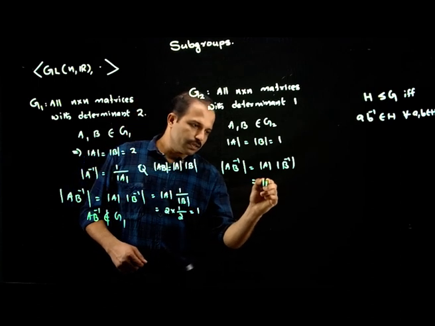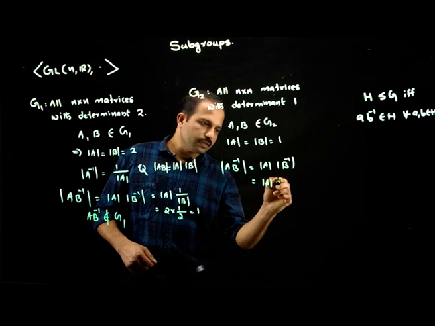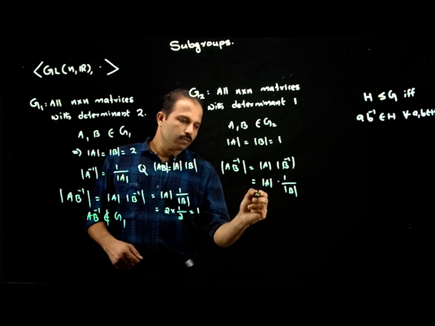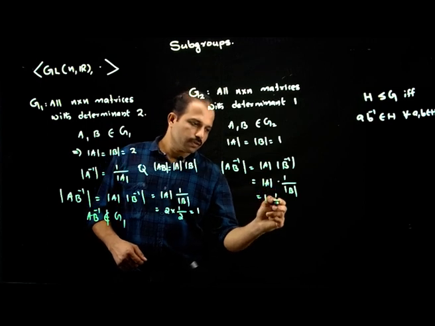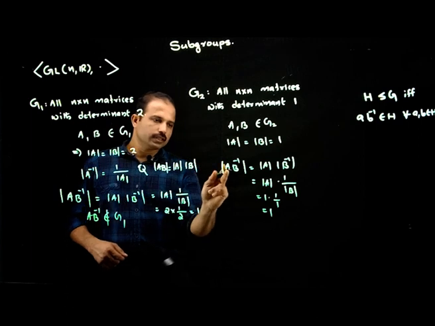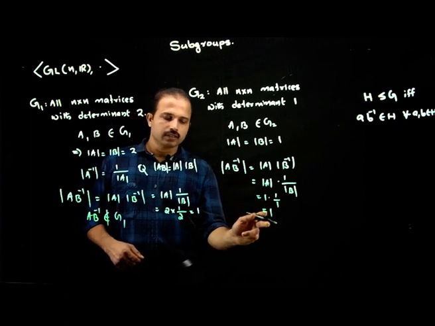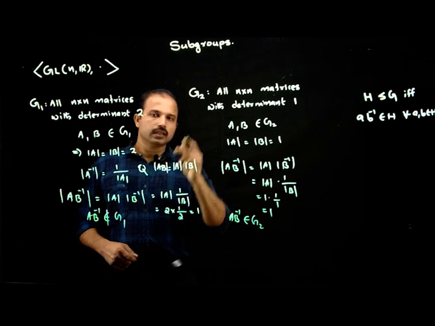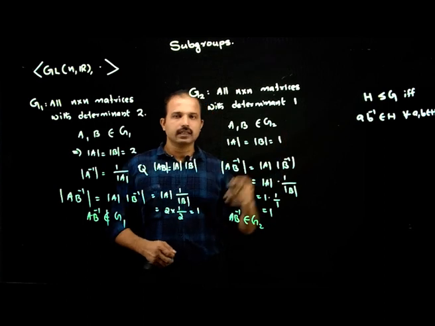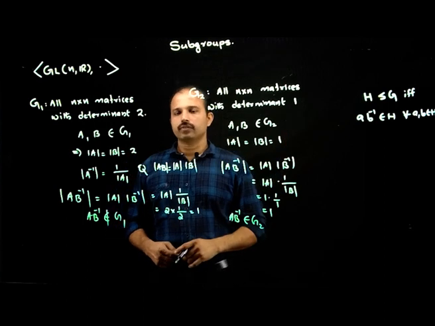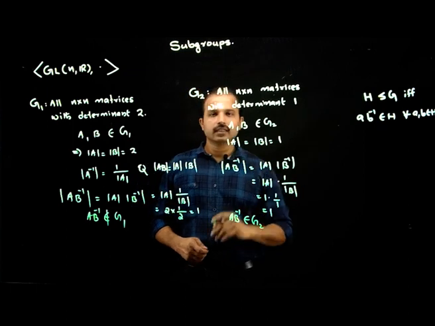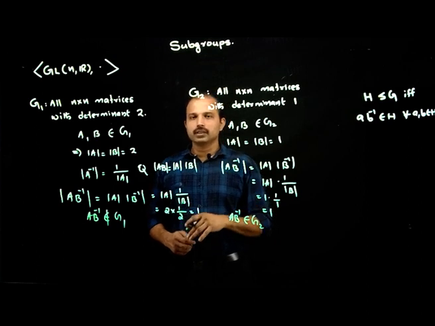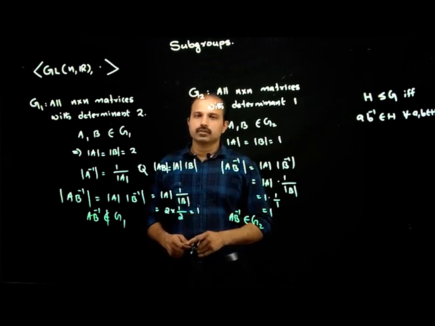And this is equal to determinant of A into, now determinant of B inverse is 1 by determinant of B. But determinant of A is equal to 1 and determinant of B is also 1. This is equal to 1. So determinant of AB inverse is equal to 1. That means our AB inverse belongs to that subset G2. So by our criteria, G2 is a subgroup of GL(n,R). So this result gives a simple method to verify whether a subset of a group is a subgroup or not. Okay.